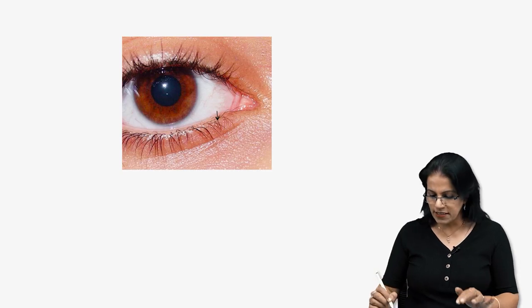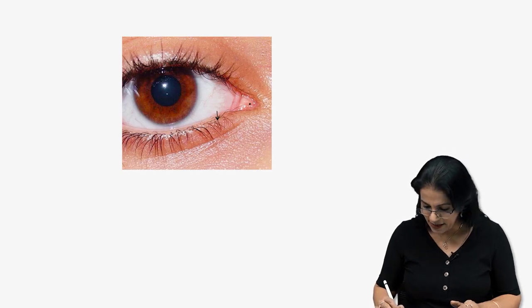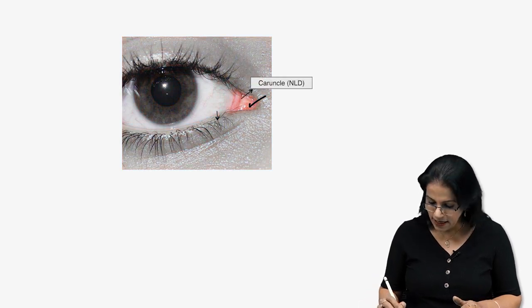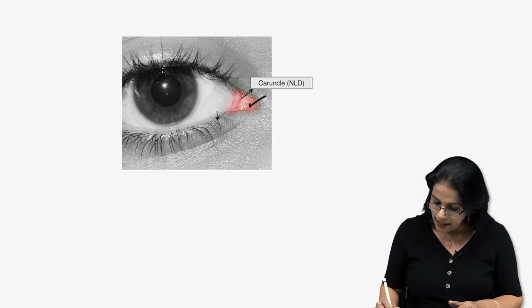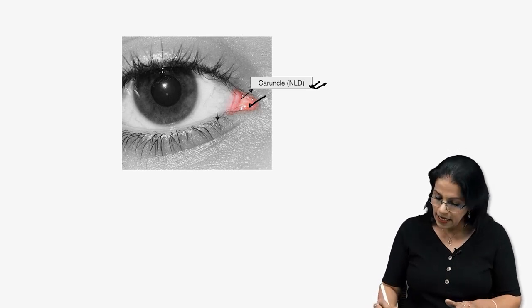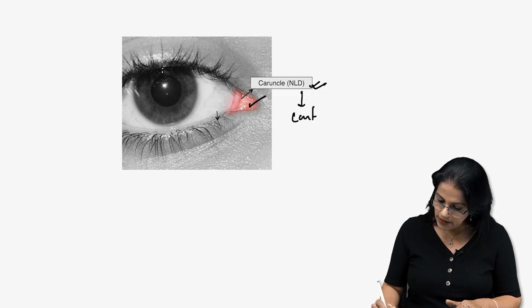Okay. Then what is this tissue? What is this tissue here? This is what is called caruncle, right? Caruncle, again, there are 2 points. One, of course, the NLD, it is already written here. The nasolacrimal duct passes through it, and it contains goblet cells, okay? Contains goblet cells.